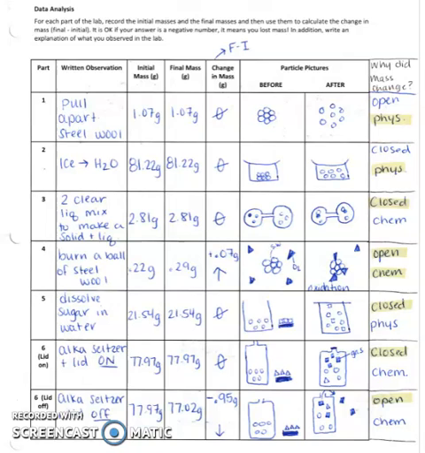And when I drew my particle pictures, I represented conserving my mass by drawing the same amount of particles, just looking a little different. So before I had 7 particles, after I had 7 particles, they were just spread out more. This was an open system, and this is only a physical change, okay?